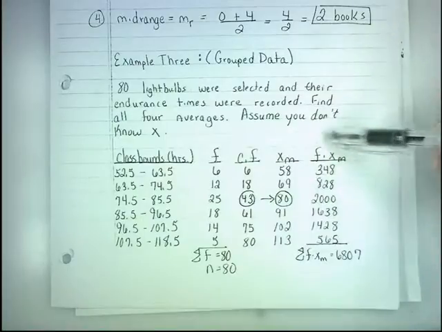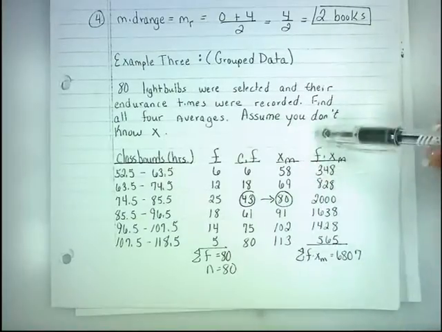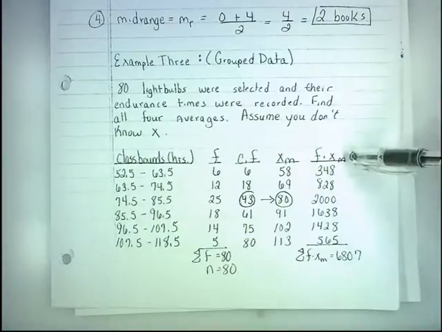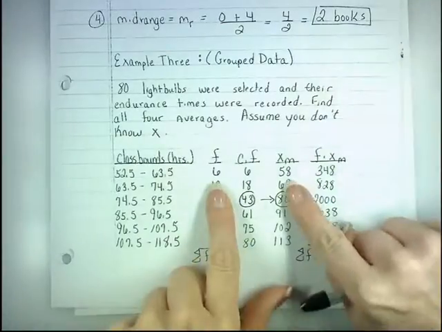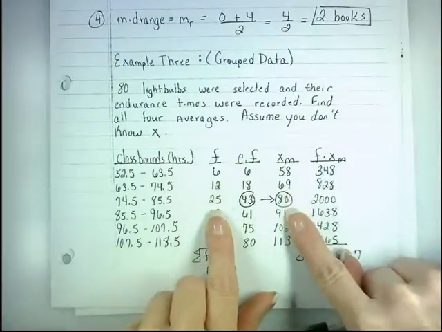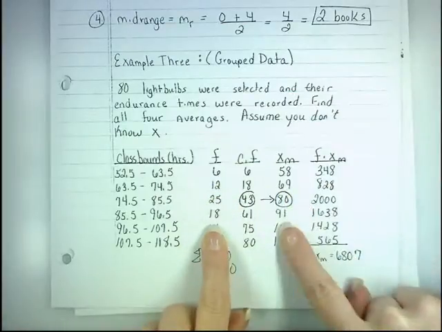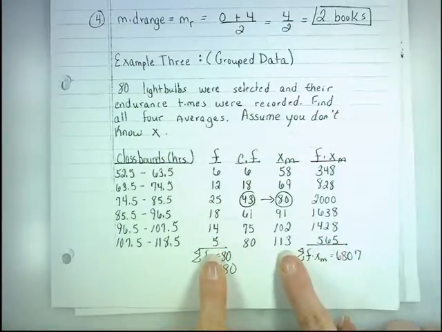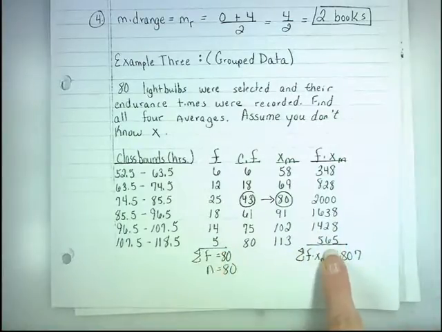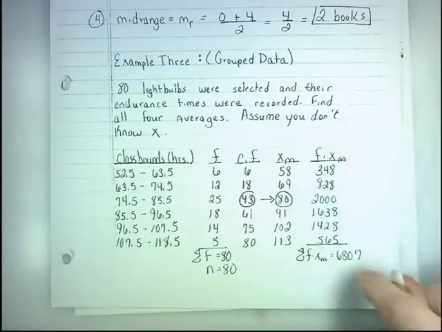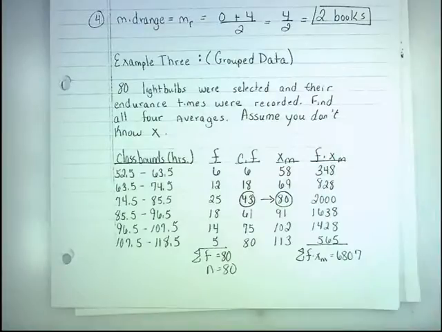So we will not need the total of the x's, but we'll need the total of the midpoints. Therefore, we need an f times midpoint column. Be very careful. 6 times 58, these are large numbers. 12 times 69, 25 times 80, 18 times 91, 14 times 102. 5 times 113 is 565. The sum of all 80 midpoints would be 6,807.